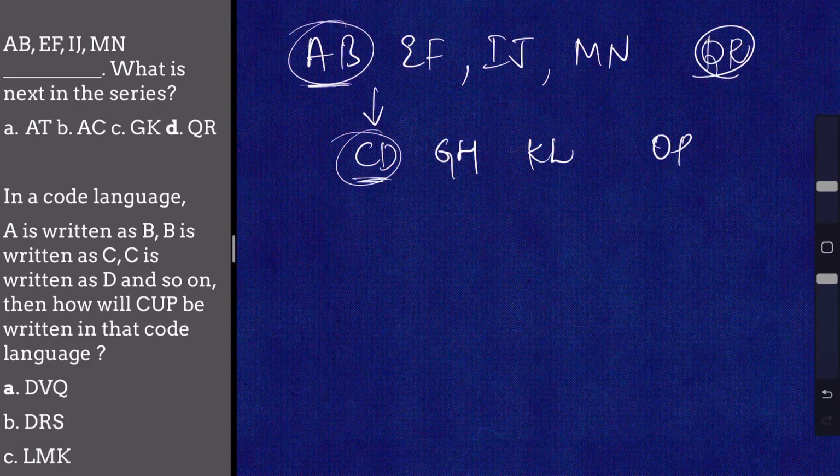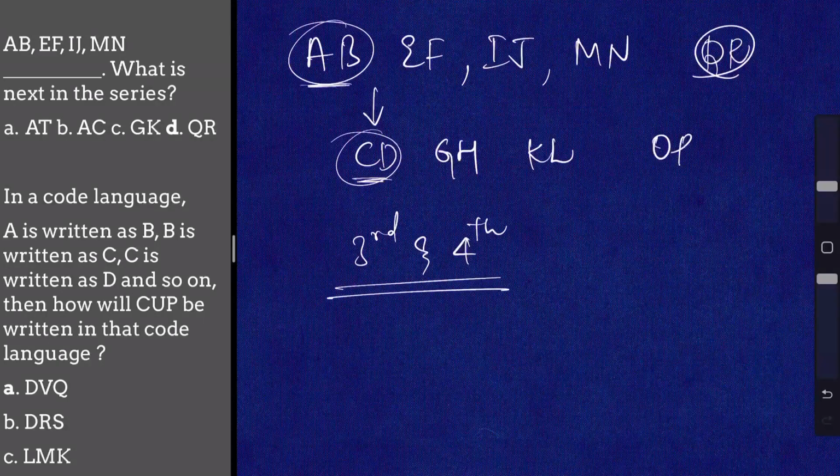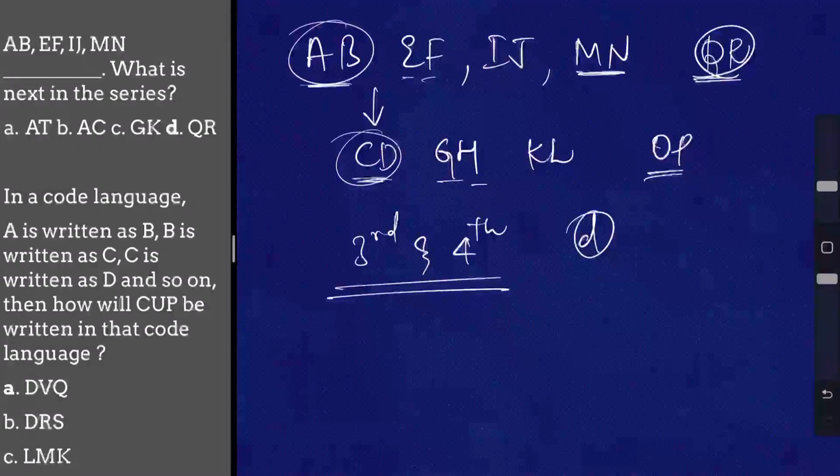For example, every third and fourth letter is skipped. So that means C and D, that is the third and fourth letters, would be skipped. Then again we start the counter from 1 to EF. Third and fourth would be GH. Like that it goes on. And the last letter which is there in the question is MN. So the next third and fourth alphabets would be O and P. If you skip that, the next two alphabets would be Q and R, which is option D. So therefore D is in fact the right answer.